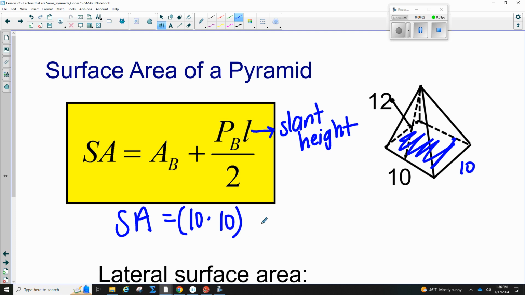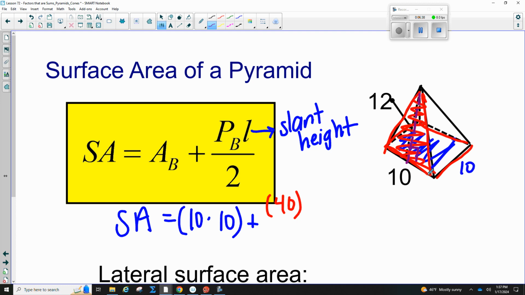Plus, now I need perimeter of the base. So perimeter of the base is what? Yep, 10 plus 10 plus 10 plus 10, so the perimeter is 40. Then we multiply by the slant height, which they gave us. The slant height is actually the height of this lateral triangle. So see this triangle right here? This is the height of that side. That's what you're looking for.